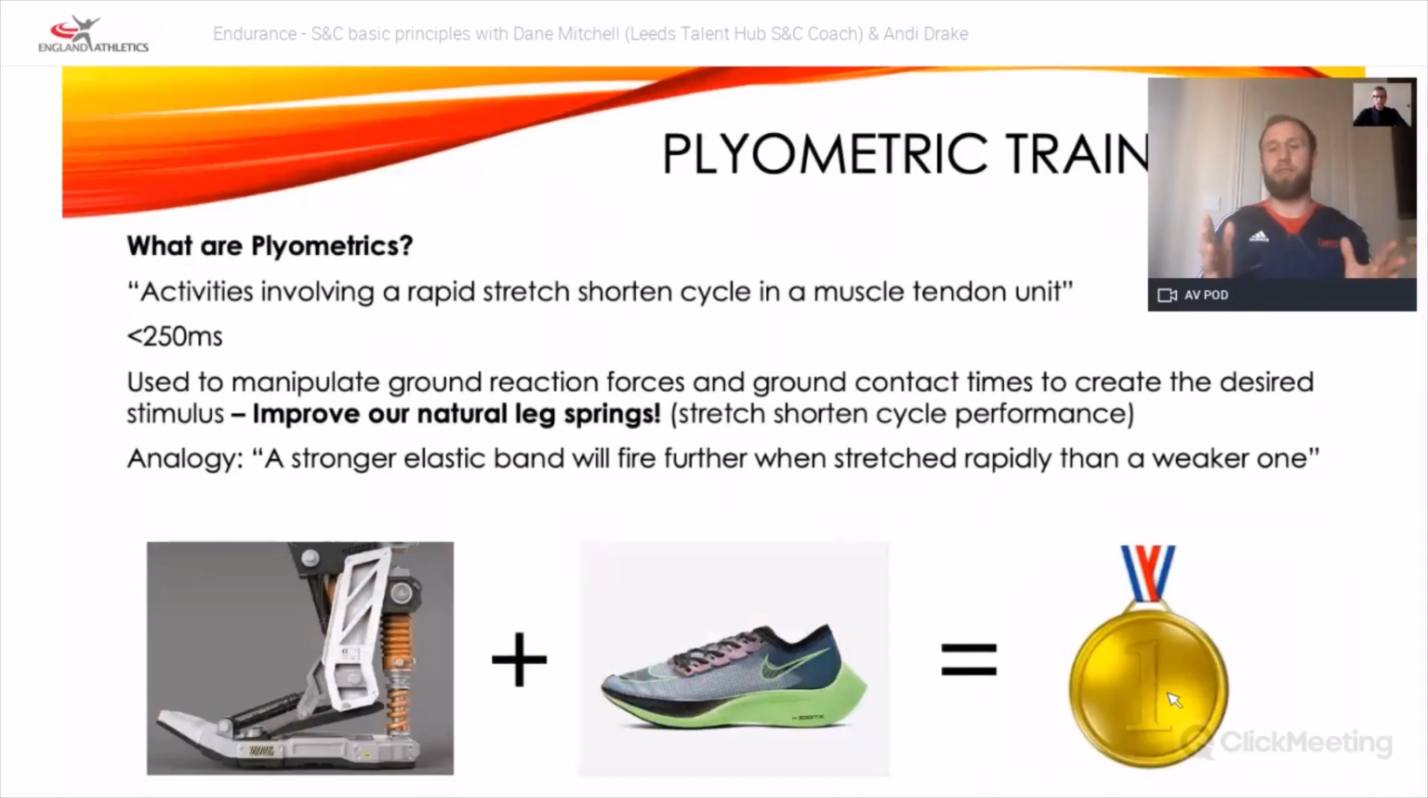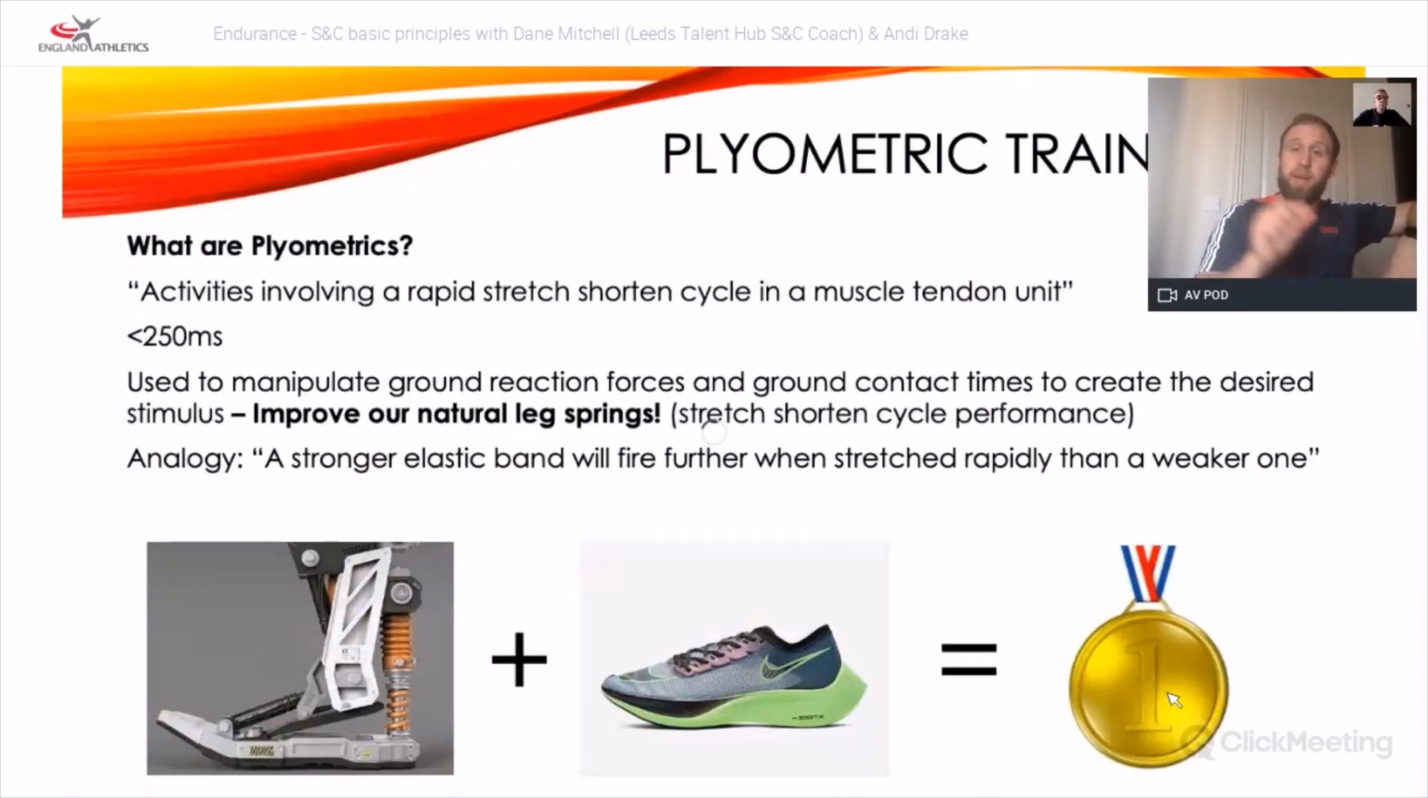If it's slower than that, some of the mechanisms, like neural trickery, the nervous system, if the ground contact time is slower than 250 milliseconds, or the stretch and then the shorten of the tissue is slower, then you're not getting the benefits of that elastic energy. So it has to be fast, really fast. So every running stride is a plyometric.